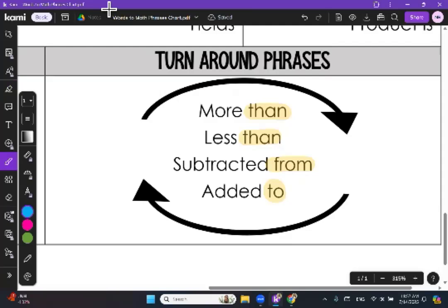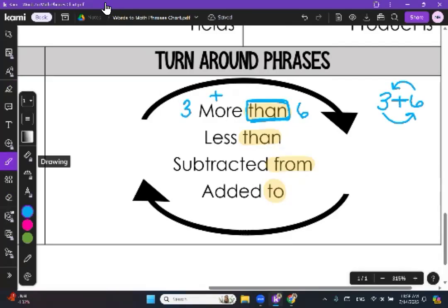So if we say, for example, 3 more than 6, we know that more means plus. Than is my turnaround phrase. So the way we would write it would be 3 plus 6. But because of that word than, I flip my terms around and turn it into 6 plus 3. Now, 3 plus 6 and 6 plus 3 give you the same result, so that one doesn't really affect it a lot.